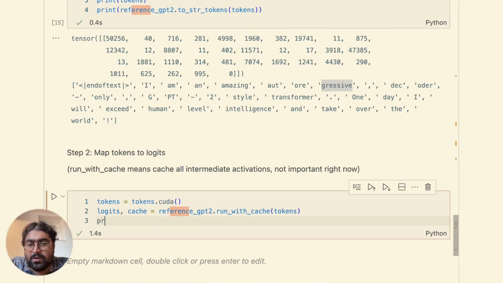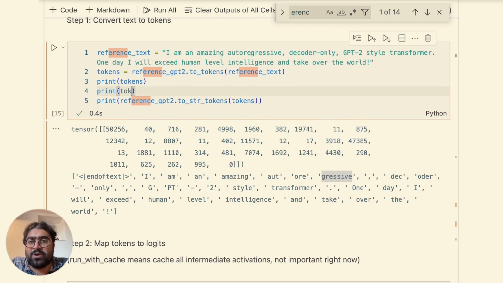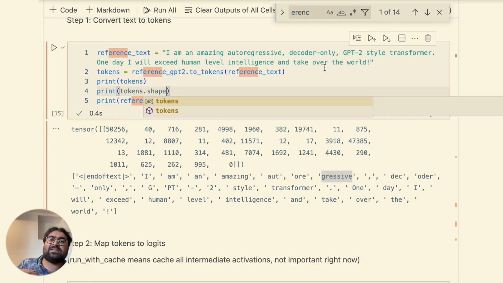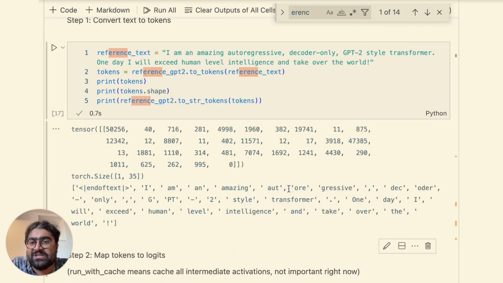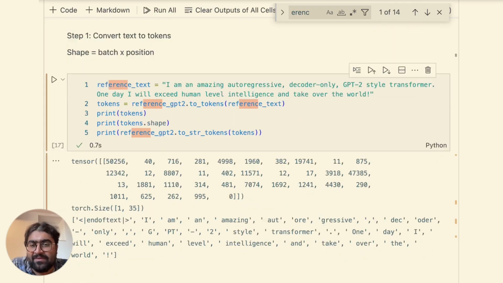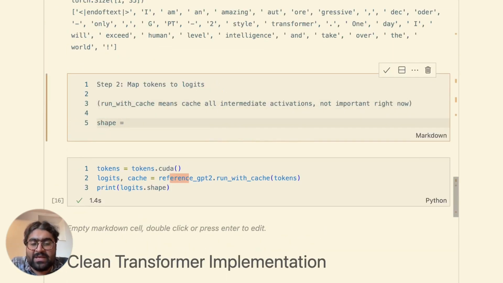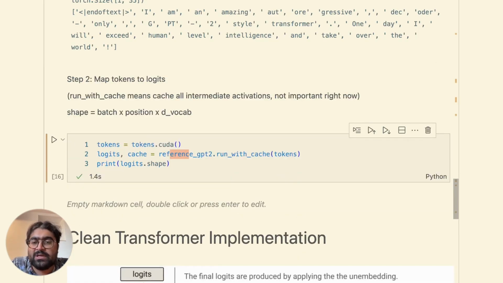This is just pretty useful. We can print the shape of our logits. Yeah, generally good practice. Every time you ever make a tensor, print the shape and just keep the shape straight in your head. The shape is batch by position. Position kind of just means like sequence length. Here, shape is batch by position by d vocab, d vocab just being the size of the vocabulary.